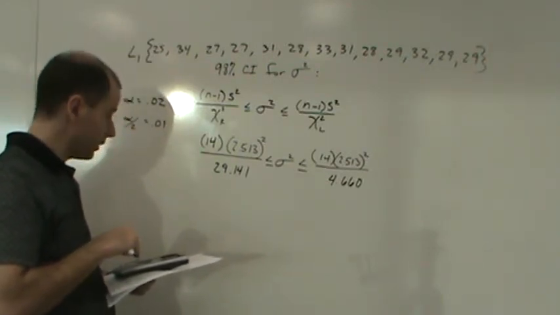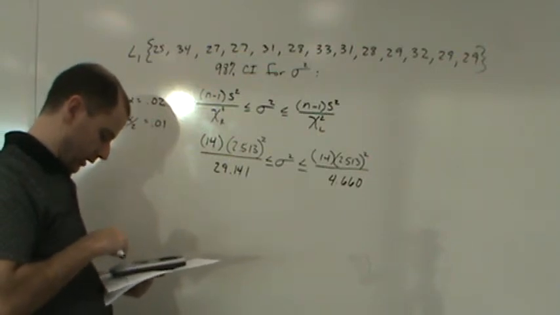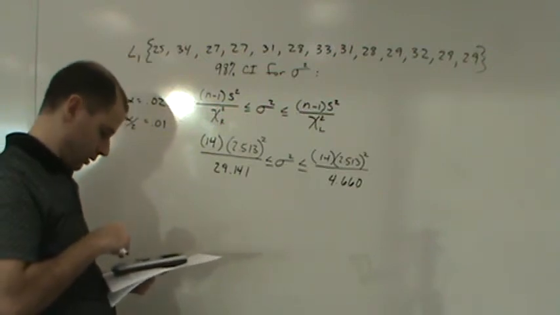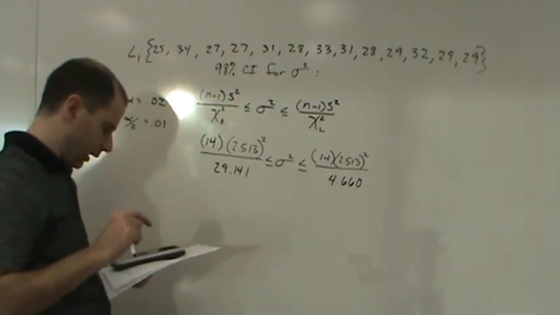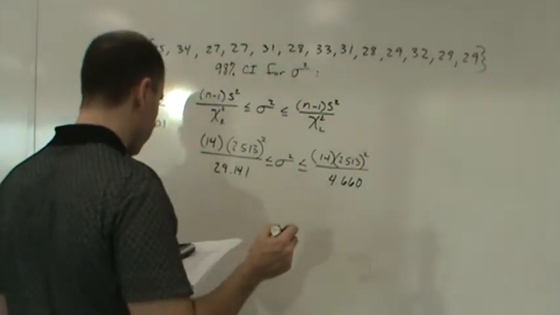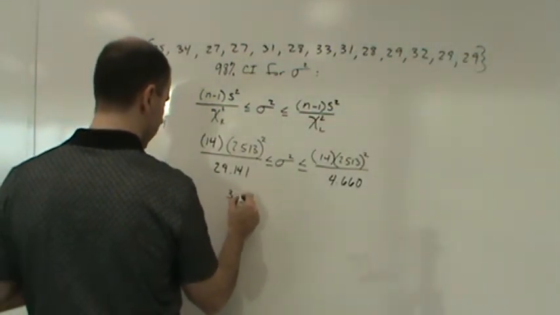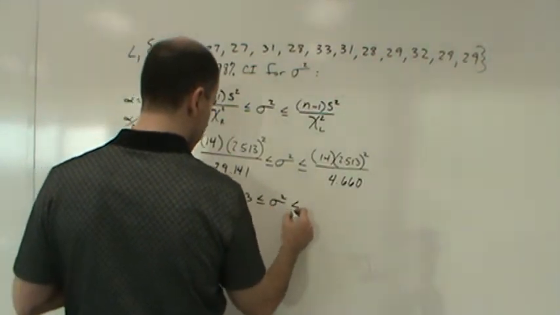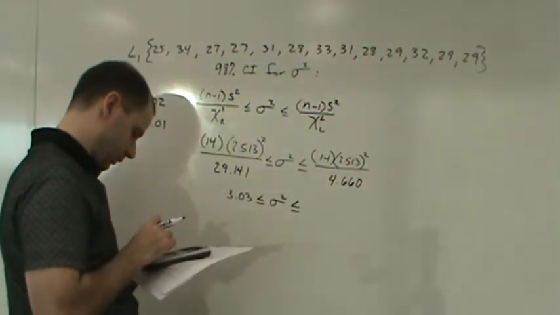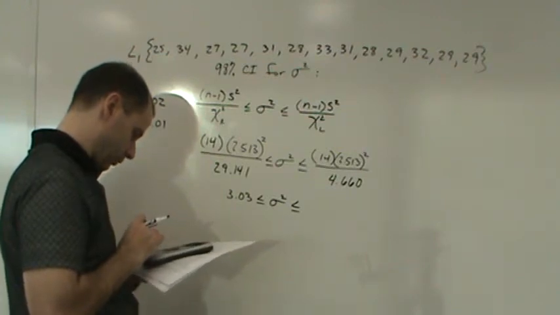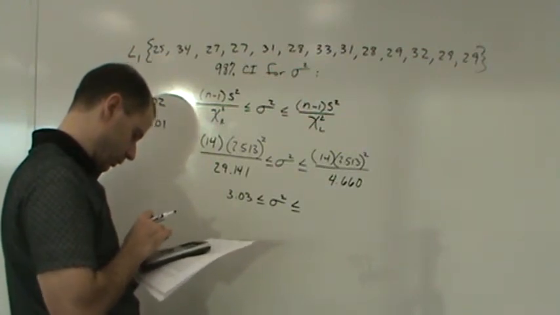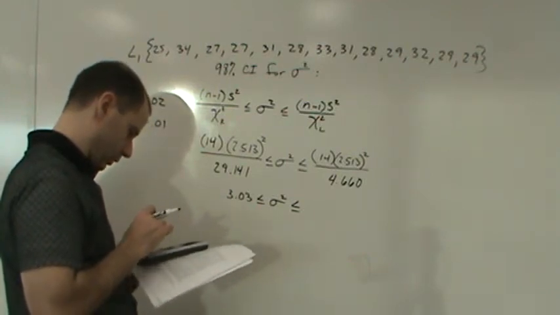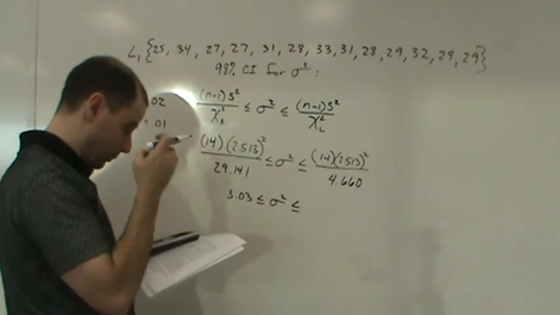So 14 times 2.513 squared divided by 29.141. And I get 3.03. So 3.03 is less than or equal to sigma squared, which is less than or equal to 18.97.